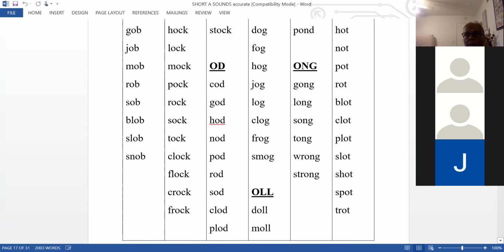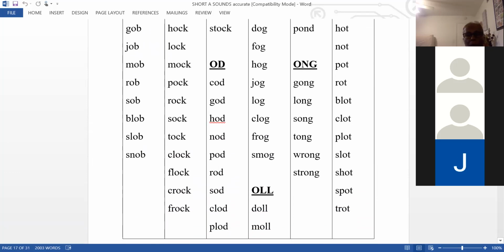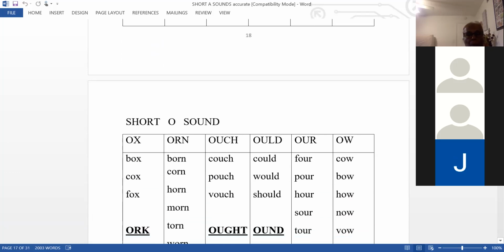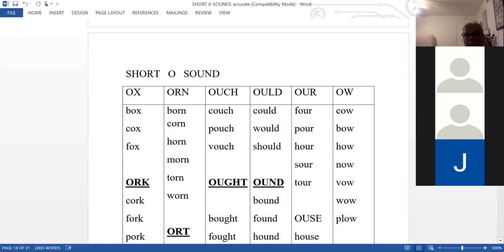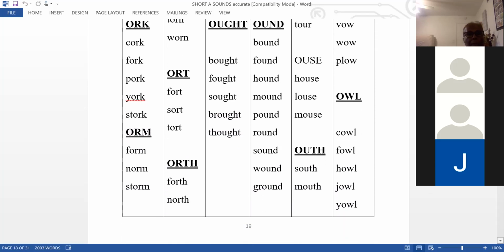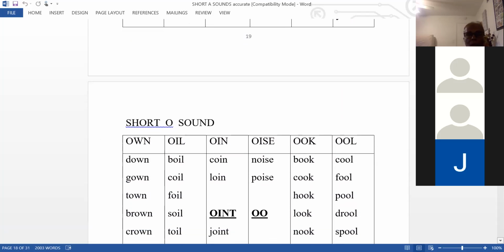Short O shouldn't give any problem. Oh, all of this you can see it. Oh, remember when we got a long O, like in bone? So they see the difference with long and short sounds.